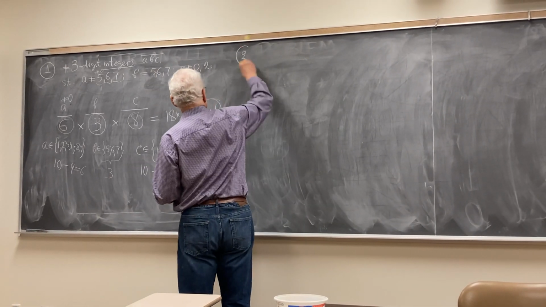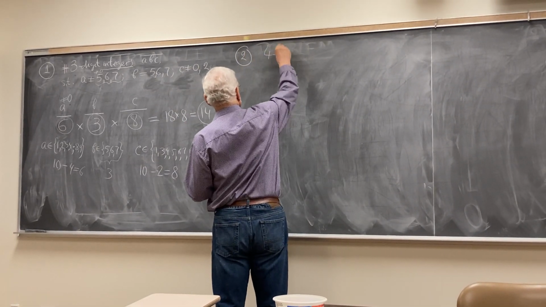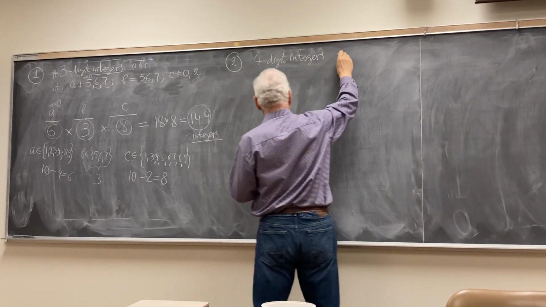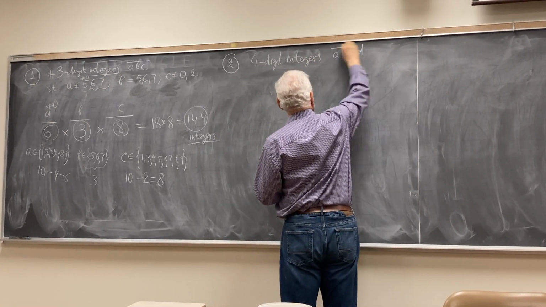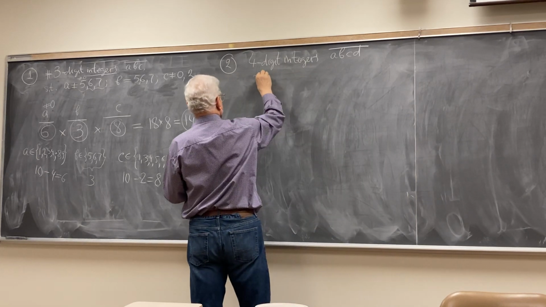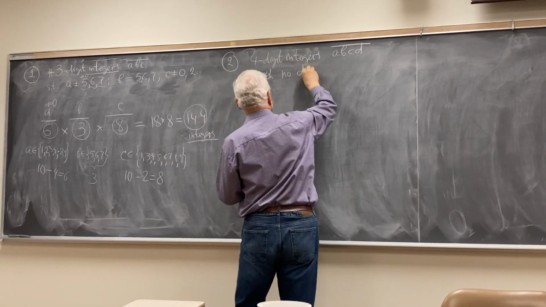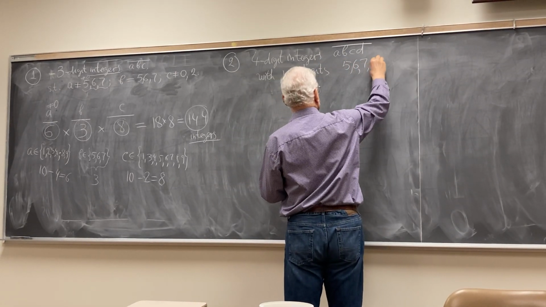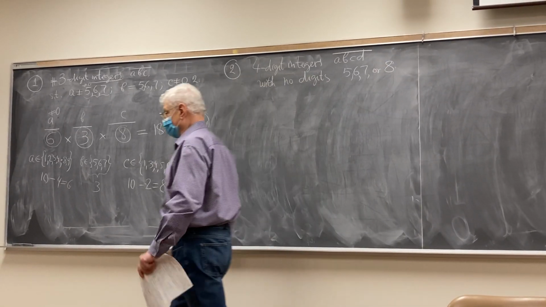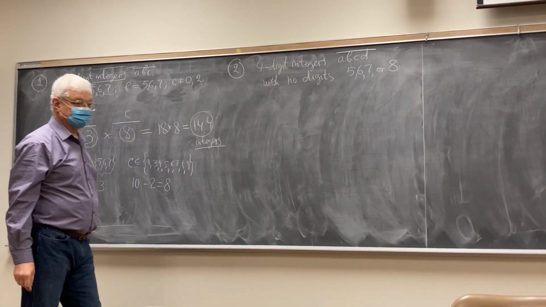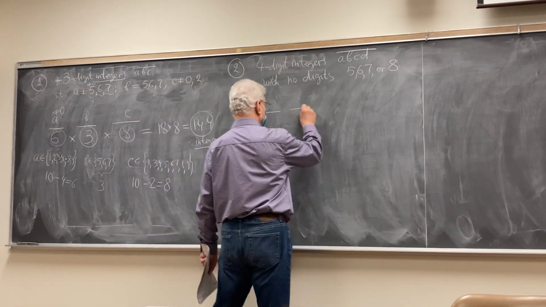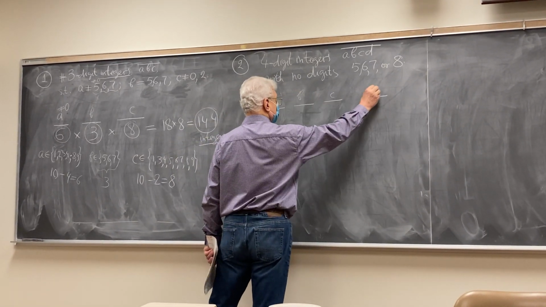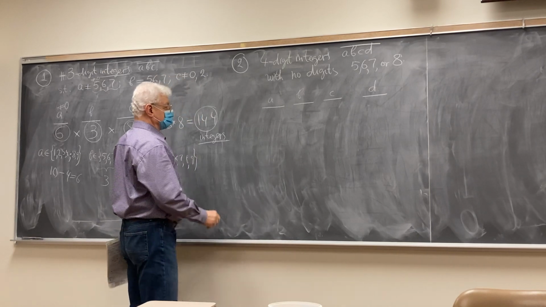Problem number 2. Okay, we calculate 4-digit integers A, B, C, D with no digits 5, 6, 7, or 8. So how many such integers could happen? We reserve 4 positions, call them A, B, C, D. And remember that A is not 0.